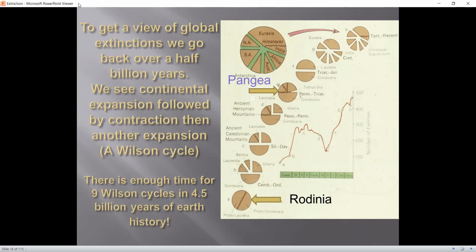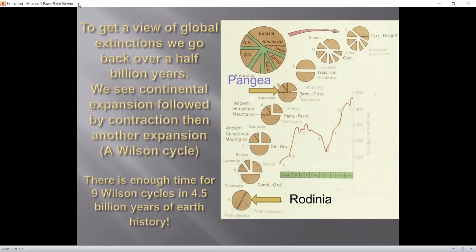The whole thing, expansion, contraction, expansion, is called a Wilson cycle after a man named Tuzo Wilson, who worked a lot of this business out with plate tectonics. If you look at the Earth's history, we're supposed to be 4.5 billion years old. There is room for 9 Wilson cycles. This could have happened 9 different times. Well, we're tracing these things with fossils. We don't get much of a fossil record when it's older than 1 billion years, but that's the way we do it.